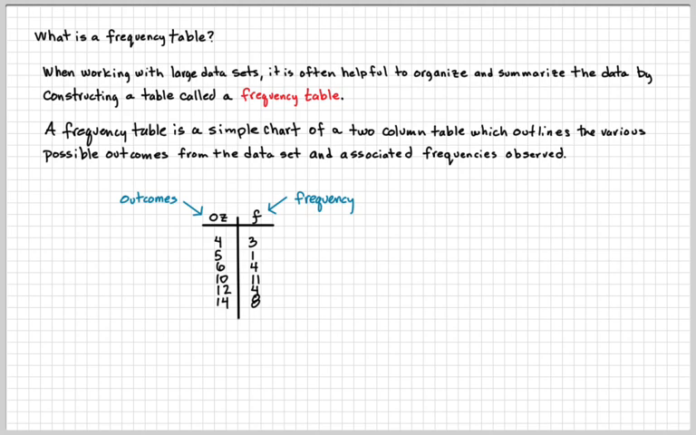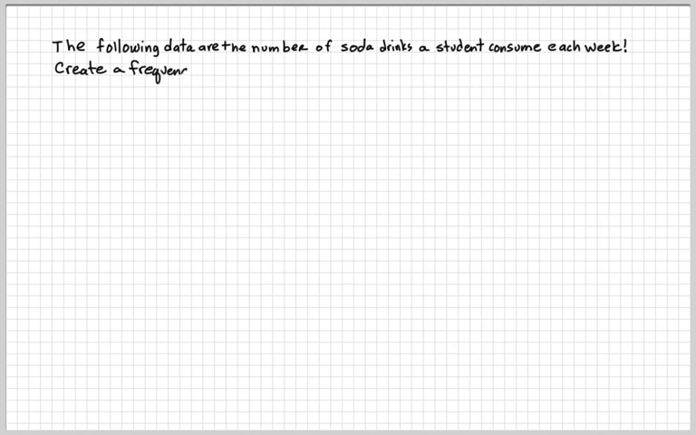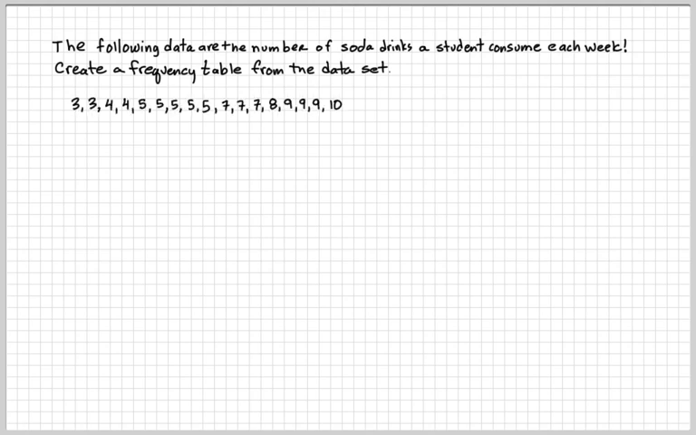Okay. So these are the outcomes. This is the frequency. So in this case, the following data are numbers of soda drinks a student consumes each week. Create a frequency table from the data set. Now you can see here with these numbers, each number represents a student.